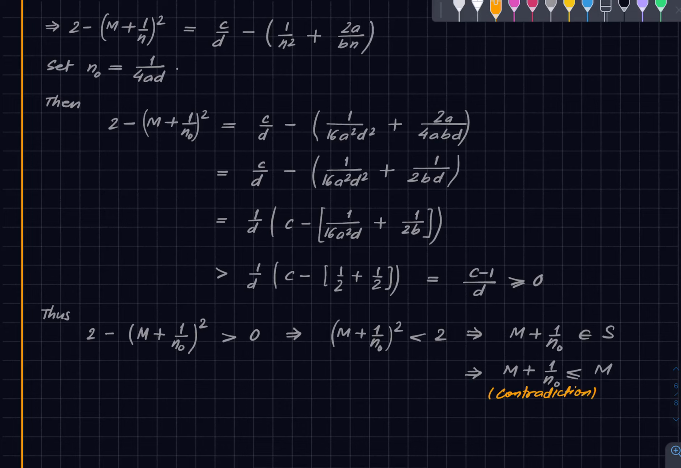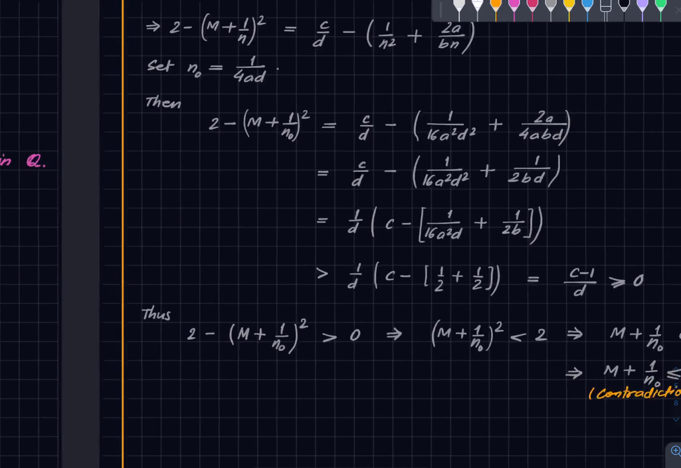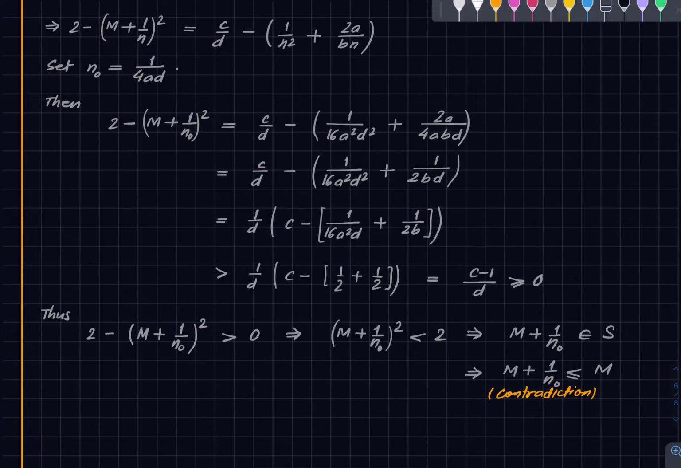This is a contradiction. So in this case, we did not even need to use the fact that M is the least upper bound. We just needed to use the fact that M is an upper bound and that it lies in S, meaning it satisfies this inequality. So that's all that we needed. Okay, so case 1 gives a contradiction. Case 2: M squared is equal to 2.